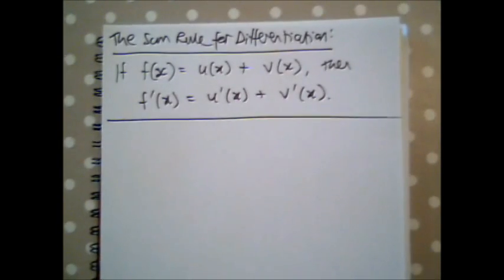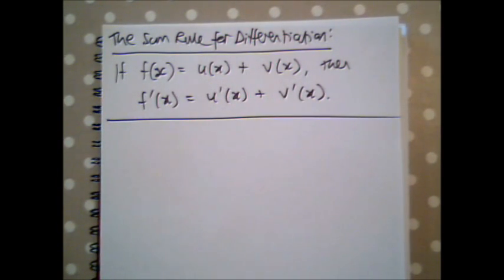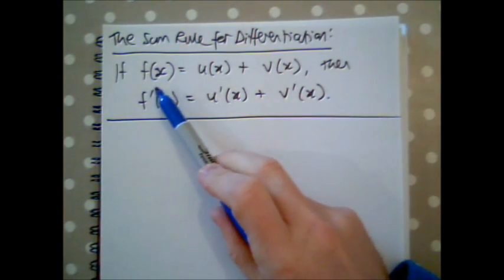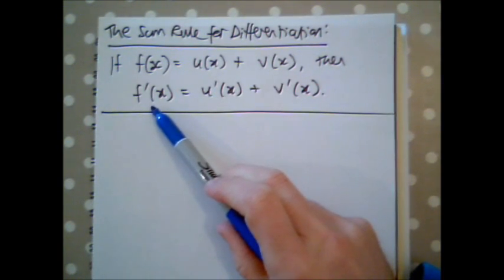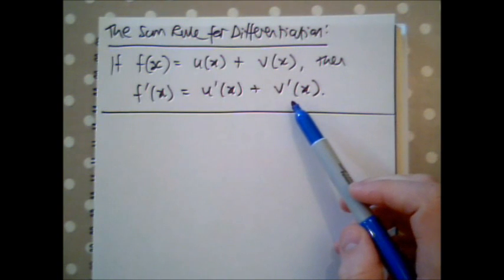We're going to take a look at the sum rule for differentiation. So this is the most straightforward of the rules we need to prove. It simply says if a function f of x is u of x plus v of x, then when you differentiate this, you just differentiate each of these individually and add them.